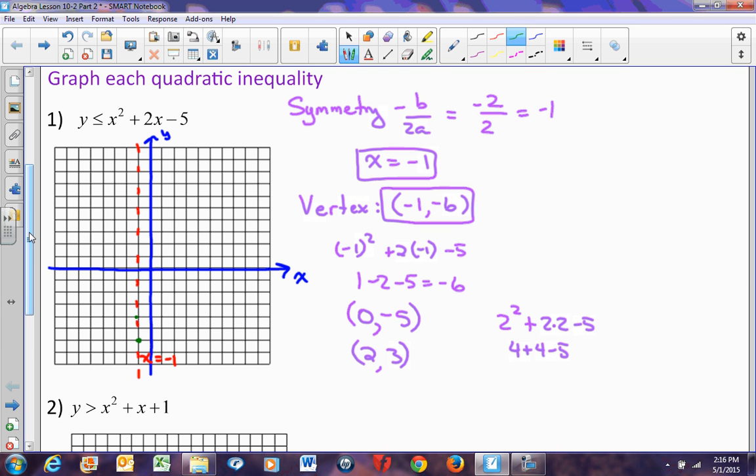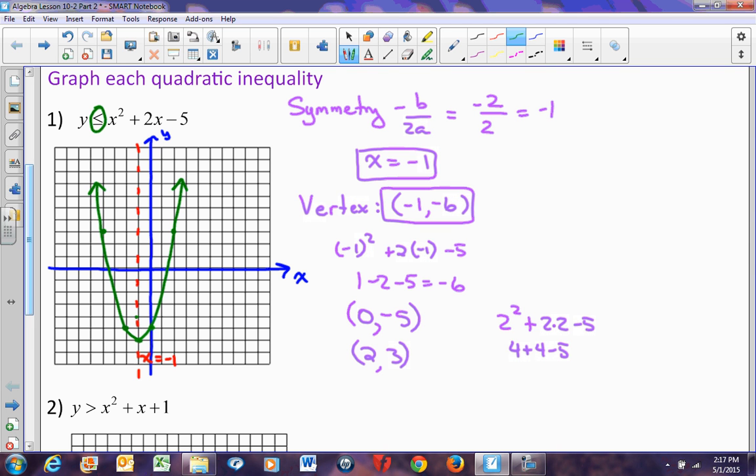Then I'm going to plot the point (0, -5): 0, 1, 2, 3, 4, 5 is here. It's 1 unit to the right of the axis of symmetry, so 1 unit to the left of the axis of symmetry is there. Plot the point (2, 3). That is 3 units to the right of the axis of symmetry, so we'll go 3 units to the left. Since we have a greater than or equal to, it's a solid curve, so I'm just going to draw my curve in here, nice and neatly.